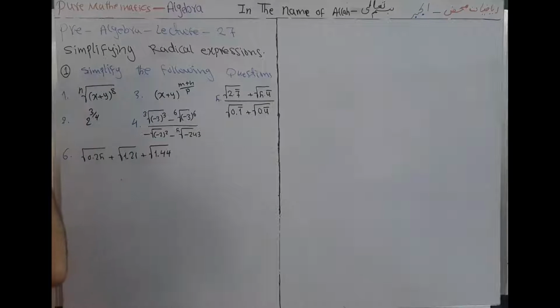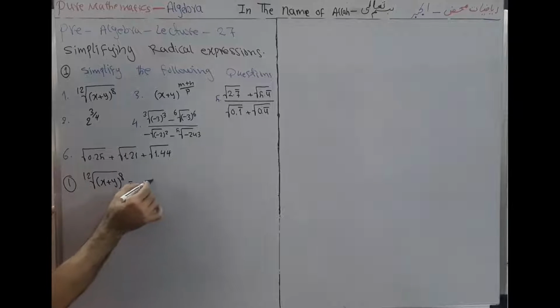Here, the first question we have is the 12th root of (x plus y) whole to the power 8. We want to simplify these radicals. Question 1: we have the 12th root of (x plus y) whole to the power 8.